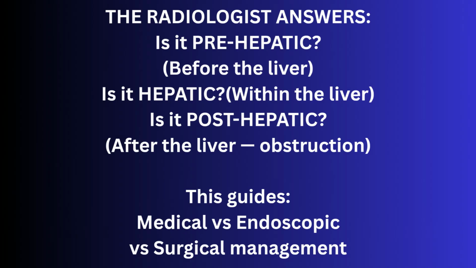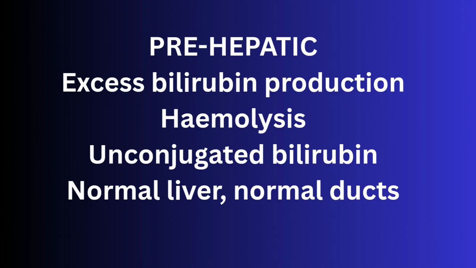This single classification, pre-hepatic, hepatic, and post-hepatic, determines everything that follows. It determines whether the patient needs medical management, endoscopic intervention, or surgery. Pre-hepatic jaundice, excess bilirubin production, usually from hemolysis. Unconjugated bilirubin rises. Liver and bile ducts are completely normal on imaging.